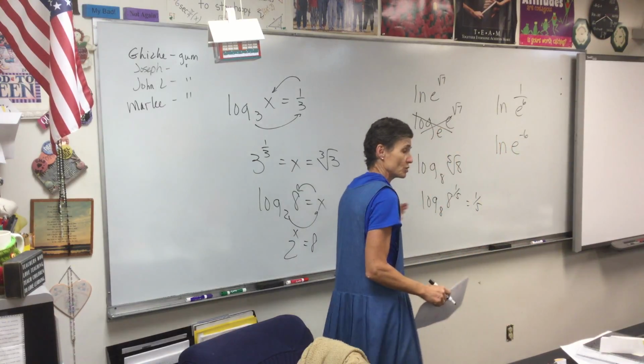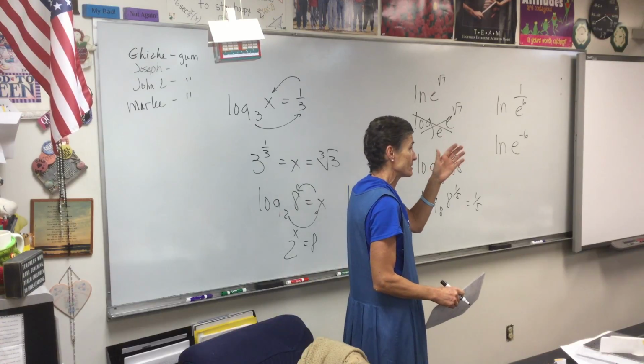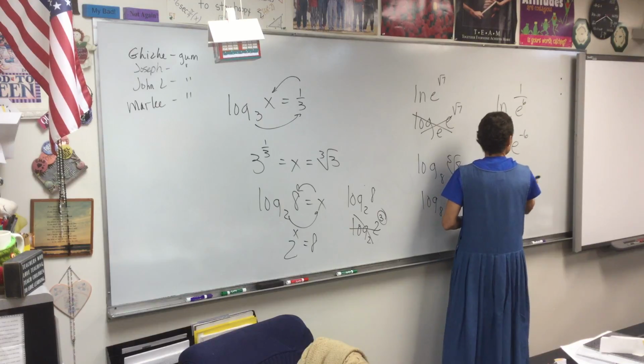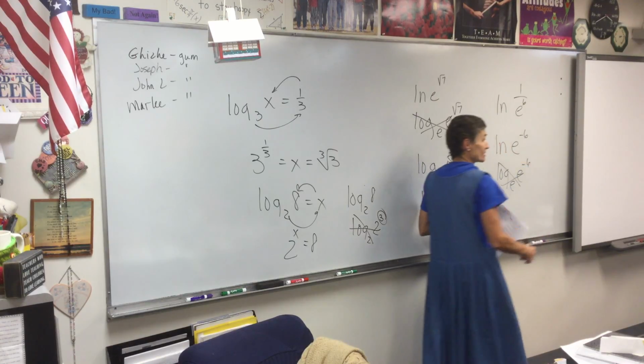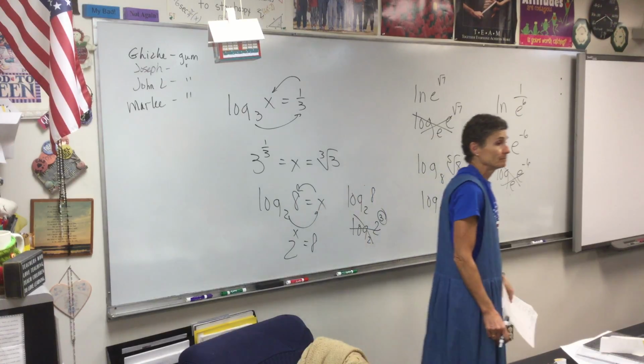Now again, looks so hard, but not if you remember what ln stands for. What does ln stand for? Log base e. So now we've got the log base e of e to the negative 6, so the answer is just negative 6.